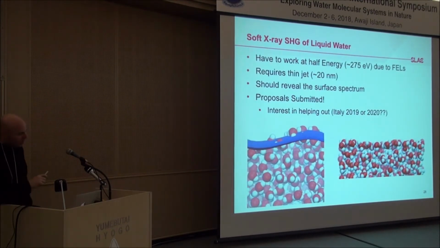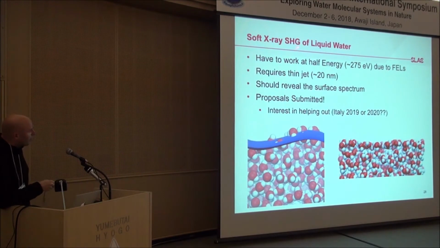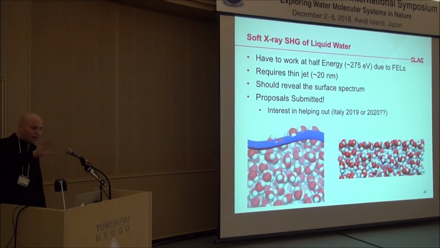All right. So the real question here is, can you do this on liquid water? Liquid water is tricky for a variety of reasons. The big one is that you need a thin jet to do this. So you're talking about 20 nanometers of water thickness. This can be done, I know it sounds crazy. And you have to work at half energy. There's all sorts of X-ray physics theory rules that go into this. But it should ultimately reveal a surface spectrum.